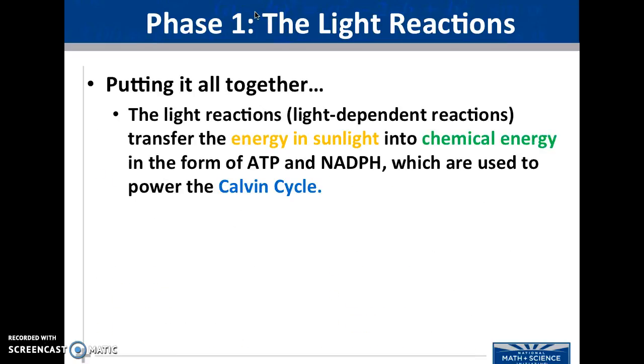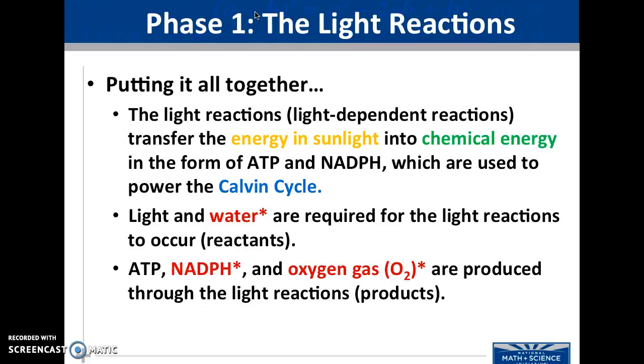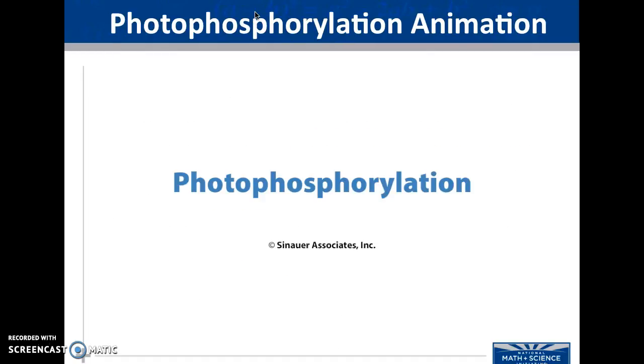Okay. Putting all this information together. The light reaction uses the energy in sunlight, and it makes it into chemical energy, specifically ATP and NADPH, which are going to power the Calvin cycle. Light and water are required for these light reactions, unless it is cyclic, right? And then it doesn't need water. ATP, NADPH, and oxygen are produced unless it is cyclic, and then only ATP is made. And again, those red ones are denoted if they are not produced during cyclic phosphorylation.